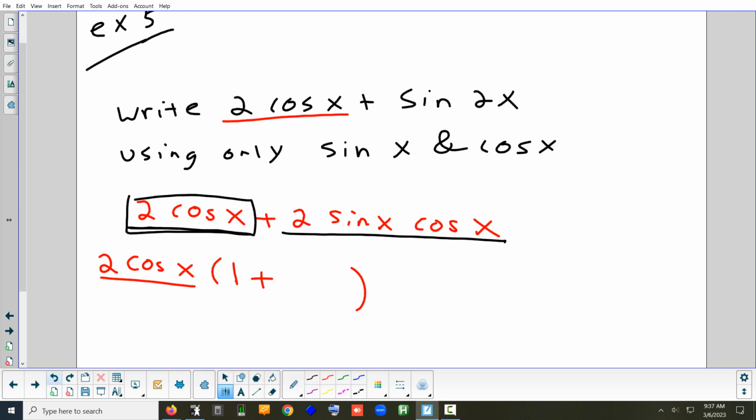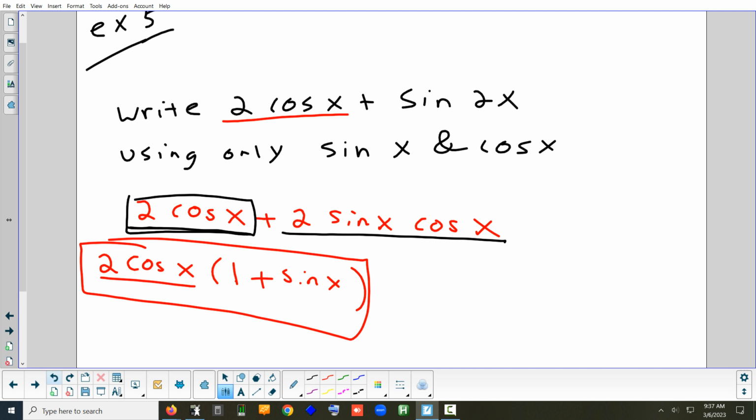And what did you say for the second one? Let's check it. 2 cosine x times sine x is 2 cosine x sine x. Yeah, perfect. So this is the final answer taken one step further, where you factored out what they had in common. Directions didn't say to do that, but I know tomorrow we're going to have to do that.